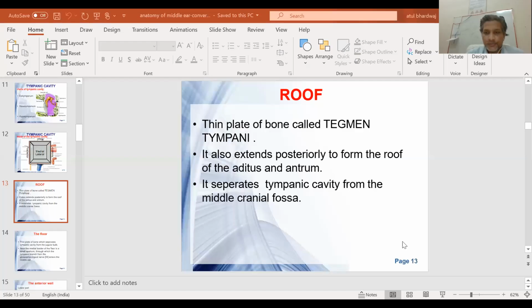In continuation of the e-learning classes, I am taking forward the topic of the middle ear anatomy, and we are discussing the roof. Let me give an expansion of this.